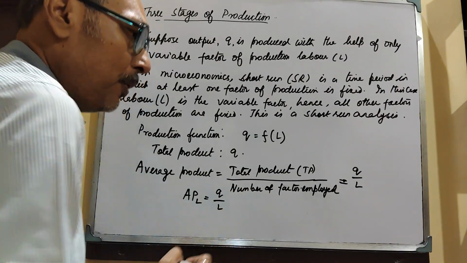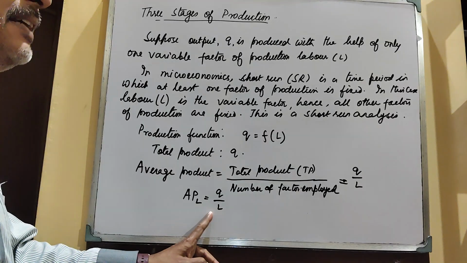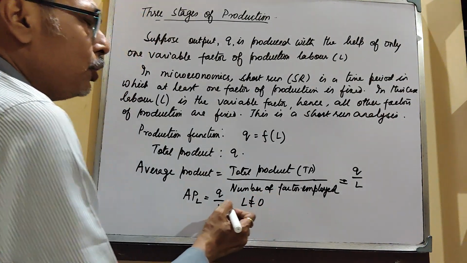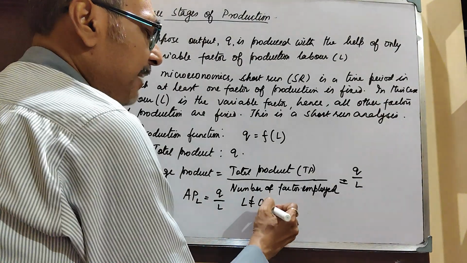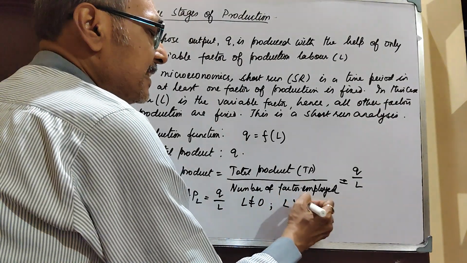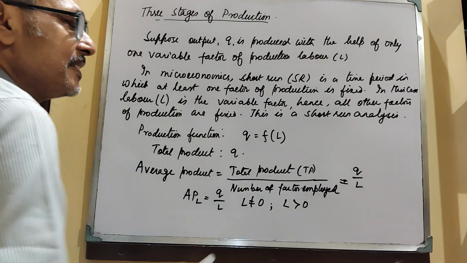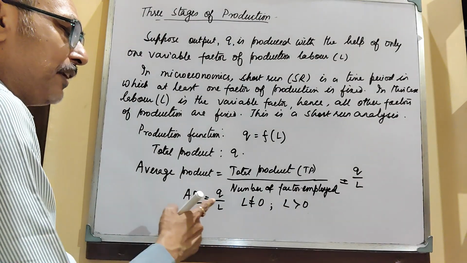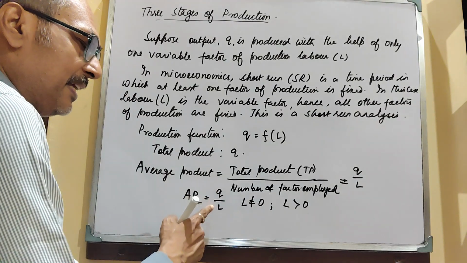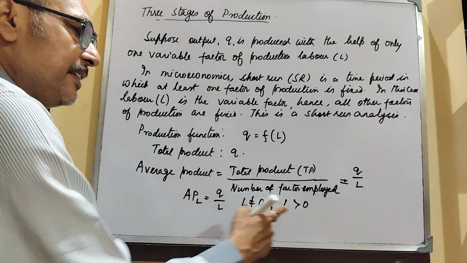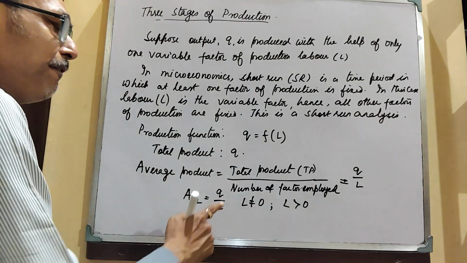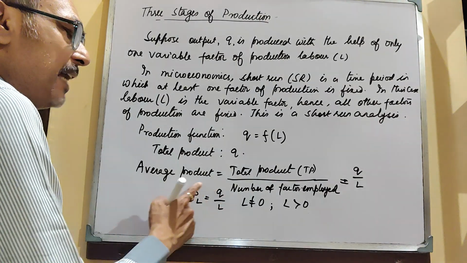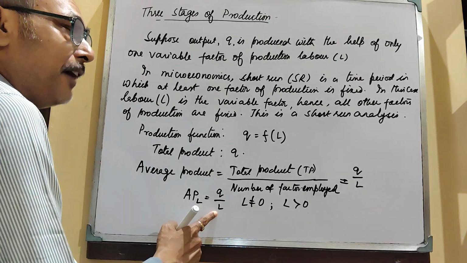This is a ratio and this ratio will be undefined when L equals 0. Therefore L should not be 0, or we can write labor is greater than 0. Labor cannot be negative, therefore the average product is Q by L, where L is greater than 0. If L is 0, the denominator is 0, then the average product will be undefined.